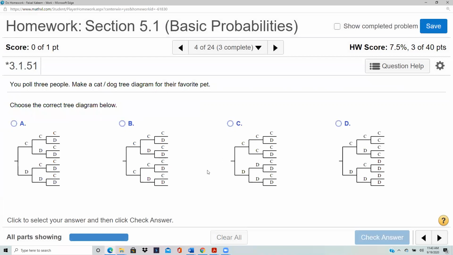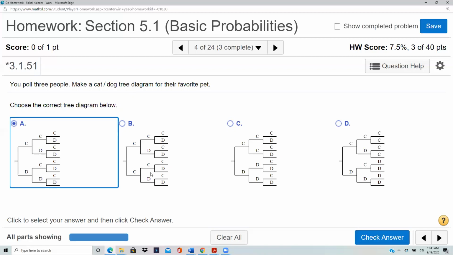Okay. So you poll 3 people, make a cat, dog tree diagram for their favorite pet. So the tree diagram, at every branch, there should be a cat and a dog. So like here I have a cat and a dog, and then cat and a dog, and cat and a dog. And here cat, dog, cat, dog, cat, dog. So A seems to be right.